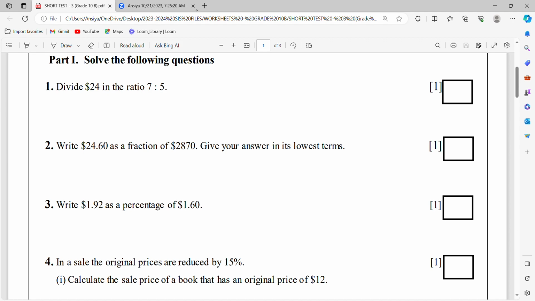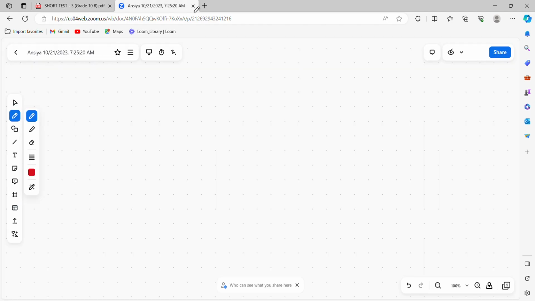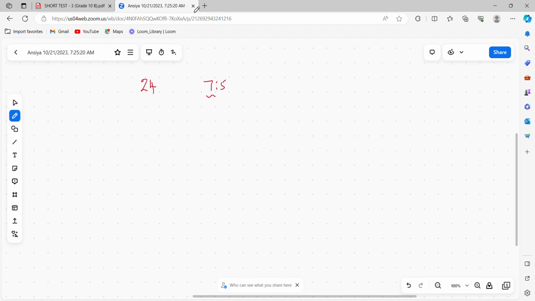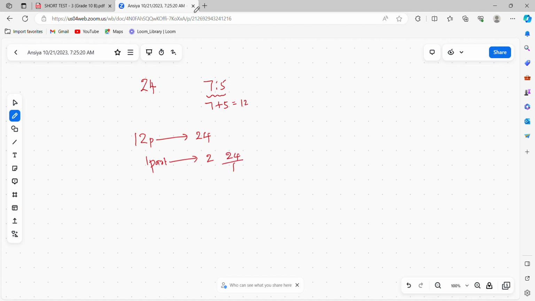So dividing a given number in the given ratio, I can show you two methods. Choose the easy one. The number given is 24 and the ratio is 7 to 5. So ratio 7 to 5 means there are total 12 parts. 12 parts together represent 24. So what does one part represent? How are we getting it? 24 divided by 12, 2. So one part represents 2. This is the unitary method.